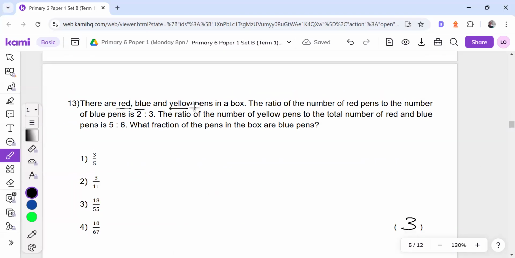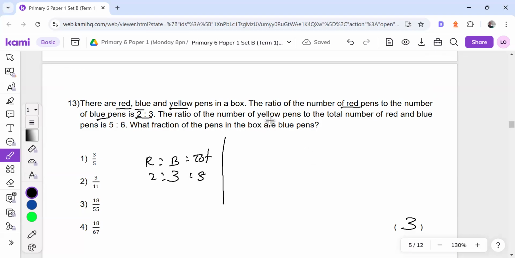There are red, blue, and yellow. The ratio of the red to the blue is 2:3. You must... Okay, those of you who write like that, you never learn. Bisong said that you must have a total. Total must be put. If you don't put the total, you will get stuck.